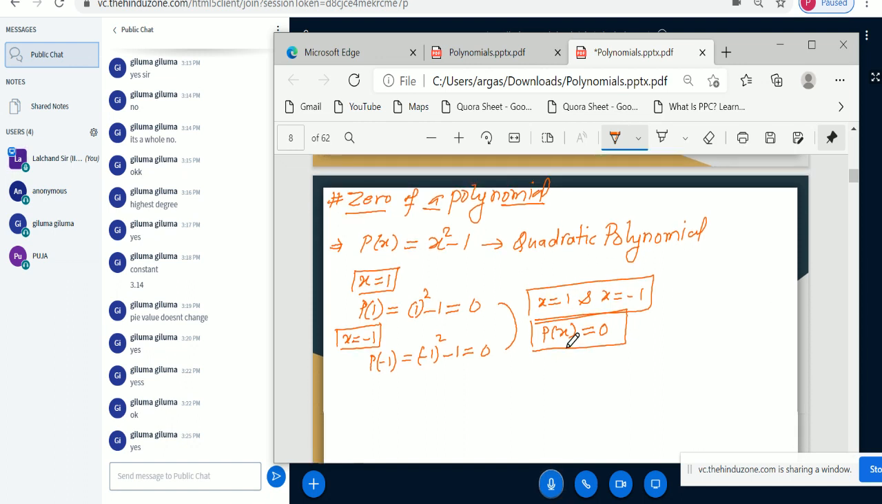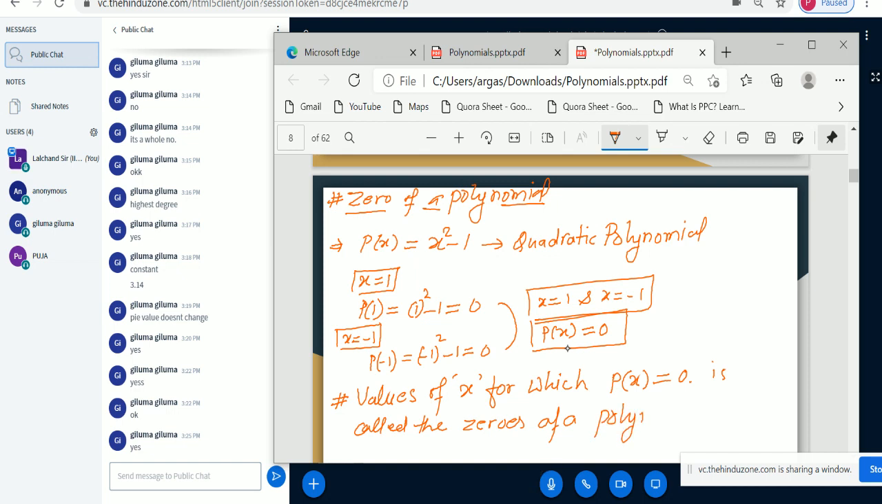So we can simply say the values of x for which p(x) equal to 0 is called the zero of a polynomial.